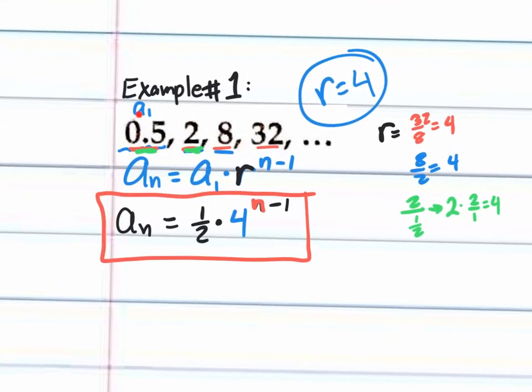All you do is identify your a sub 1, identify your common ratio, plug in a sub 1, plug in your common ratio, you're done. That's a machine. Voila. Ta-da.